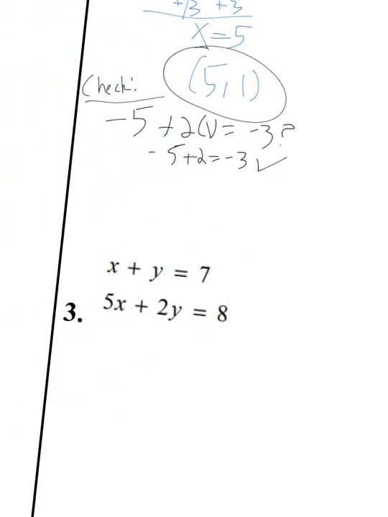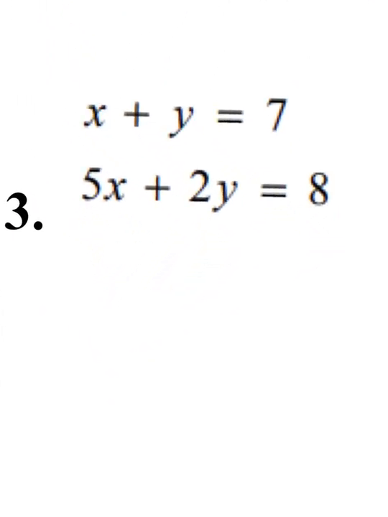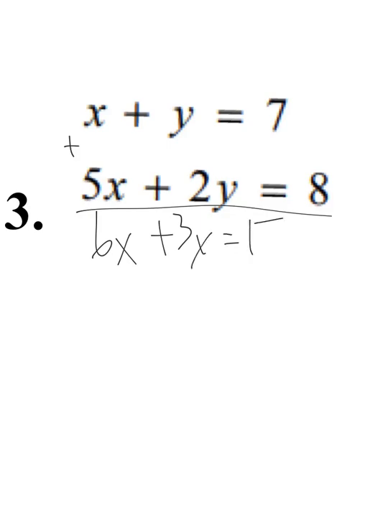Okay. Number 3. X plus y equals 7. 5x plus 2y equals 8. If I were to add these two equations, I wouldn't write anything down if you're following along with a copy of this paper, because I'm about to erase it all. If I added these two equations together, I would get 6x plus 3y equals 15. None of the variables are eliminated. So the first step isn't always just start by adding the two equations together.